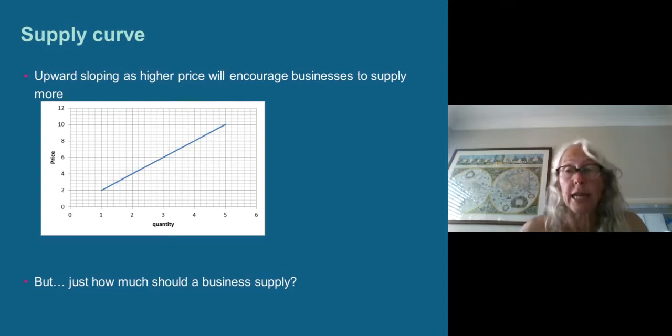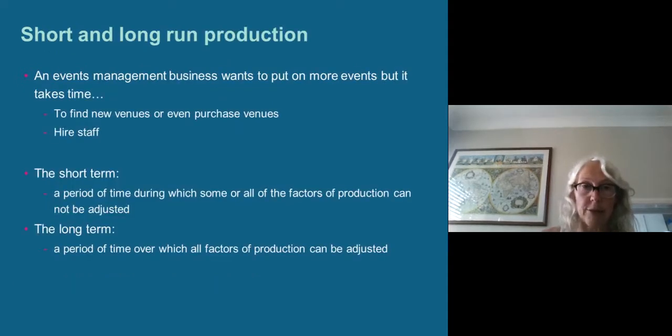So for instance, if you put that into an event management context, if the price for your particular kind of event starts rising, the ticket prices can go up for some reason, you're likely to want to produce more of it. But there's the question at the bottom: just how much should a business supply? And, as you've probably already guessed, it's maybe not quite as straightforward as this because there are other factors that you'll need to take into account. So we'll have a look at some of these.